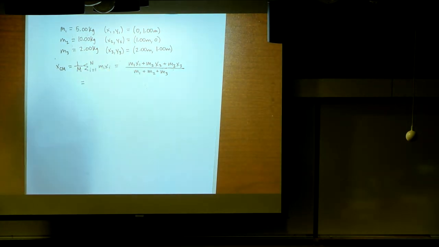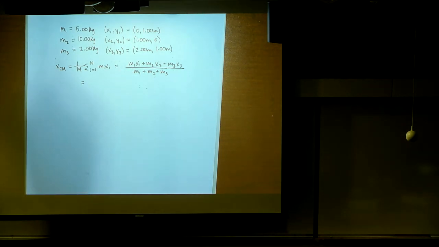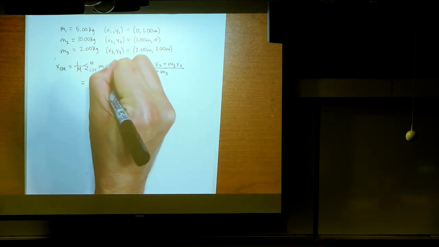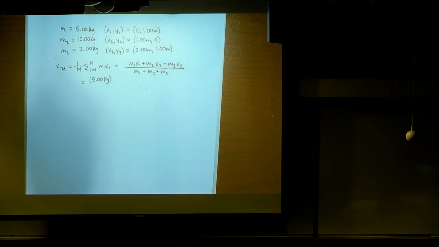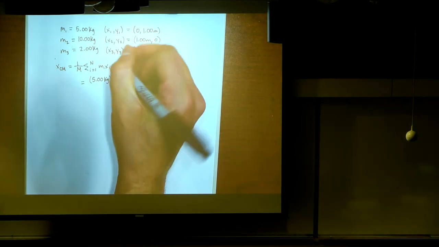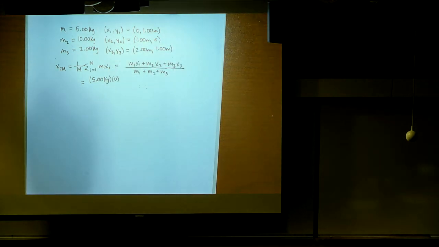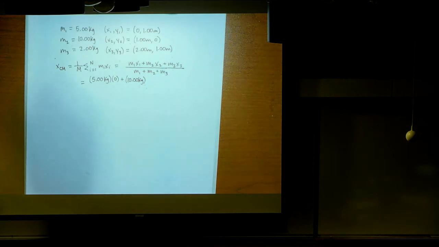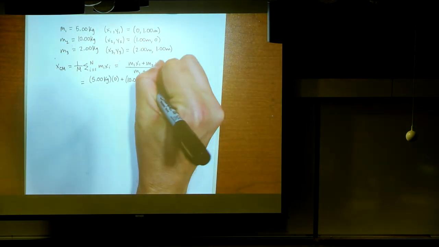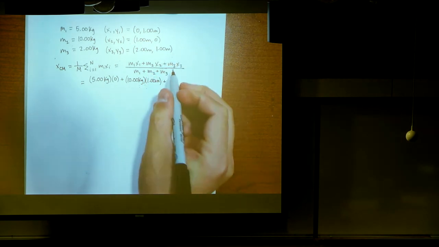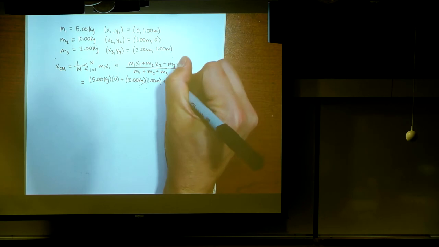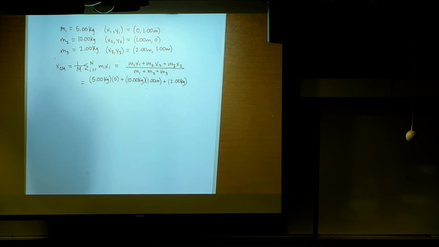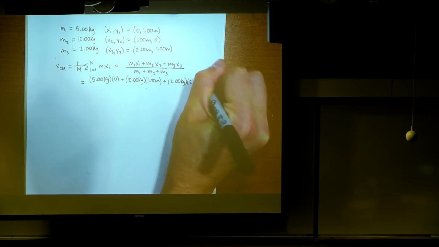What's M1? Starting here, what's M1? 5 kilograms, right? And what's X1? What's the x coordinate for that first mass? Zero. So this first part is going to be 0 right there. Okay, what's M2? That's 10 kilograms. What's X2? That's 1 meter, right? And then finally, we have M3. M3, that's 2 kilograms. What's X3? 2 meters.